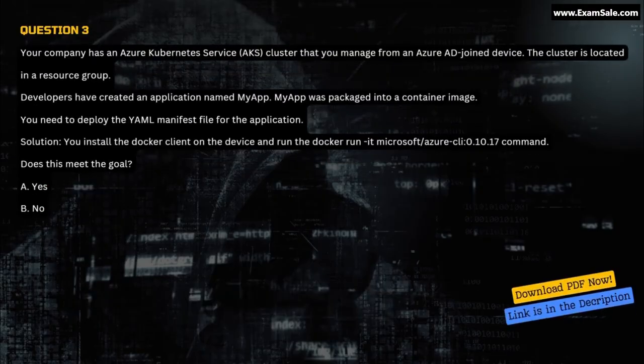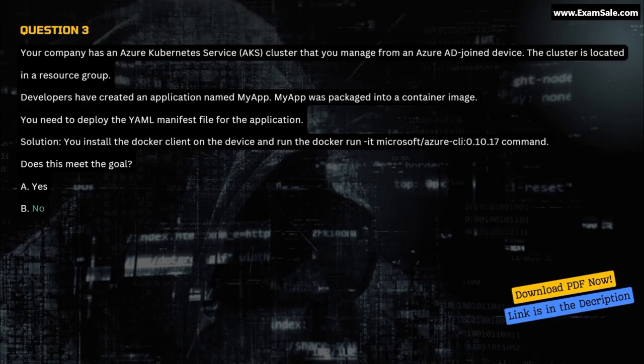Question 3. Your company has an Azure Kubernetes Service (AKS) cluster that you manage from an Azure AD joined device. The cluster is located in a resource group. Developers have created an application named MyApp. MyApp was packaged into a container image. You need to deploy the YAML manifest file for the application. Solution: you install the Docker client on the device and run the docker run mcr.microsoft.com/azure-cli:0.10.17 command. Does this meet the goal? A. Yes. B. No. Correct answer B.